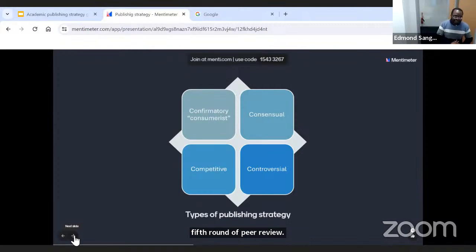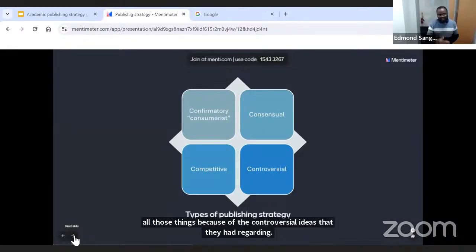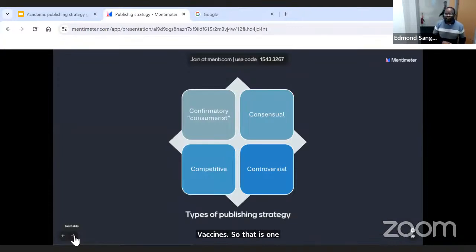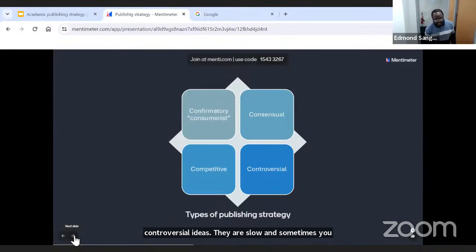Another famous one is when you are the RNA virus for vaccines. You remember that the lady was actually denied tenure, lost funding, all those things because of the controversial ideas that they had regarding vaccines. So that is one thing that you'll notice with controversial ideas. They are slow and sometimes you pay with your career. So those are the different publishing strategies that you have.